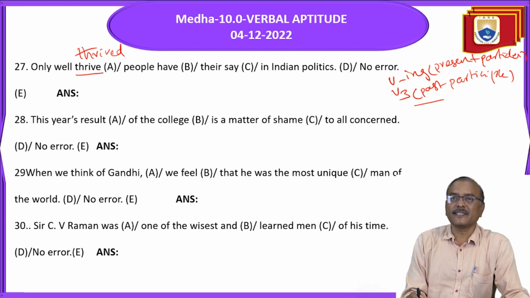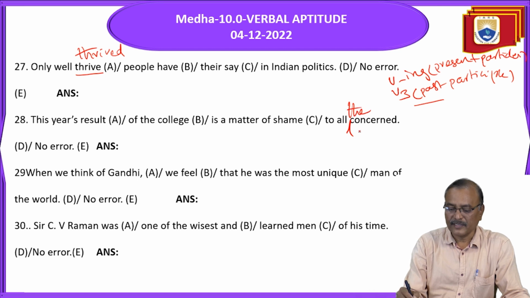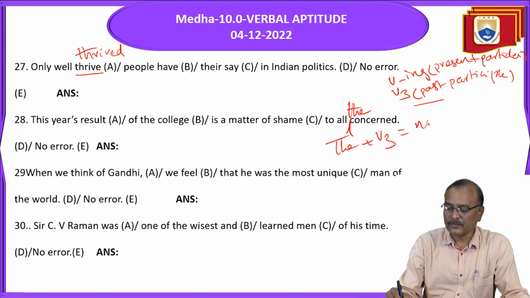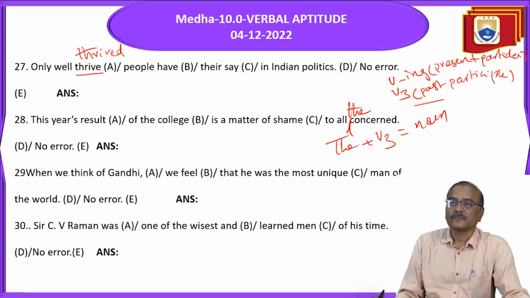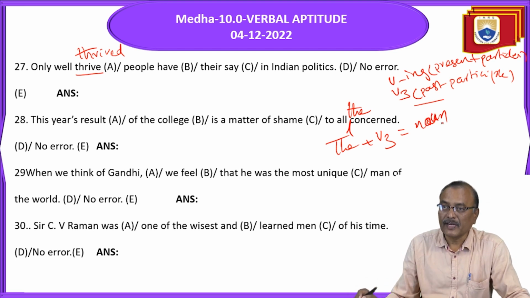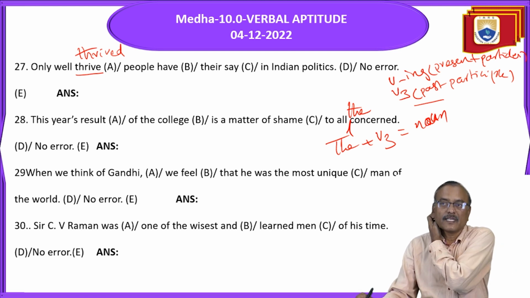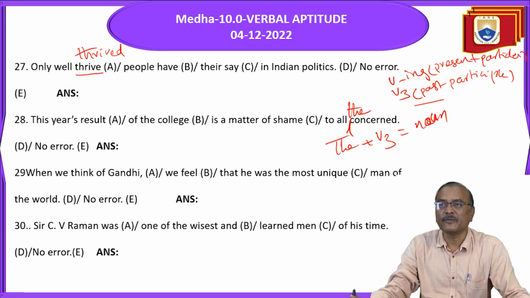This year's result of the college is a matter of shame to all concerned. All concerned is all the concerned. The plus V3 form is equal to your noun. The plus V3 form becomes a noun. Is it clear? For example, all the concerned means concerned people.